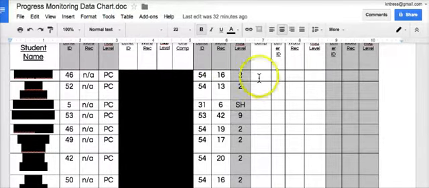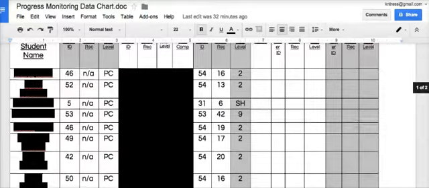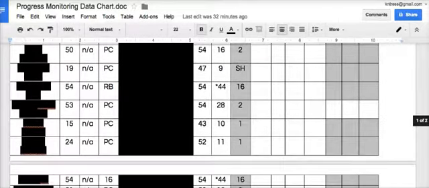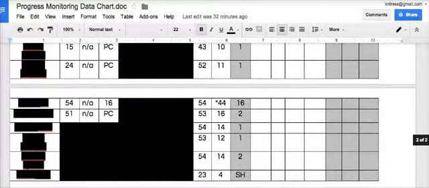The SH that you'll see for 3 of my students here is shared reading, which means they are not yet independently reading a level 1 text, and they are considered below grade level if they're a shared reading in January. So for our data action plan, we looked at students who were reading below grade level, and in my class, as I said, that was 3 students at this time.